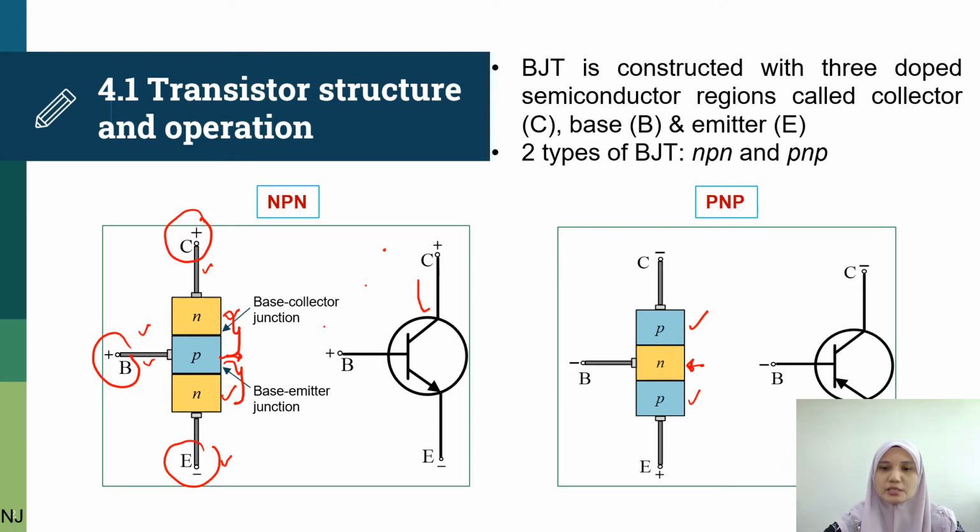So this is the base collector junction, BC junction, and this is the BE junction.